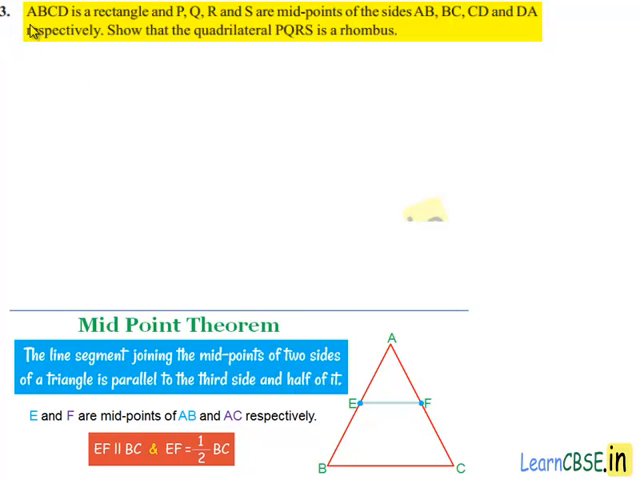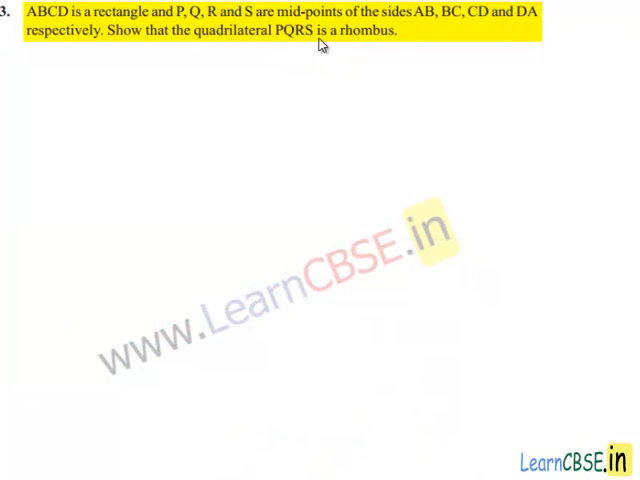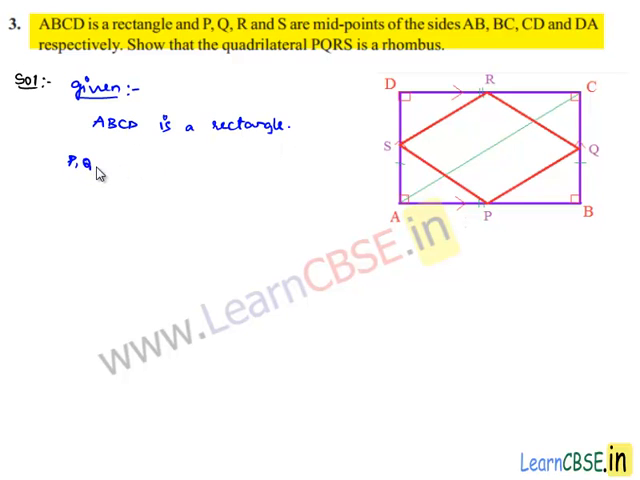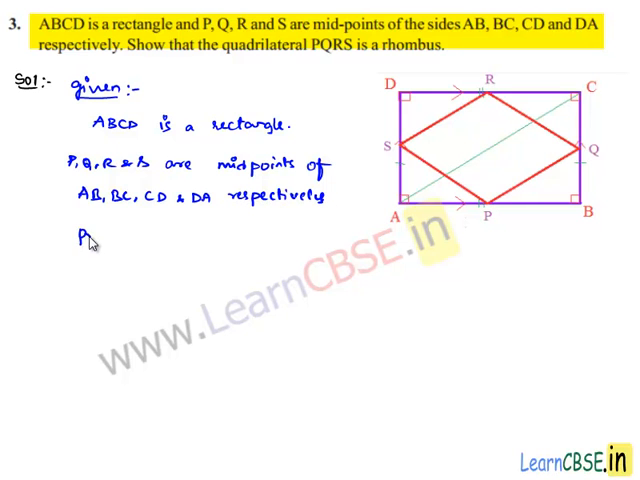Moving on to the third question. Given that ABCD is a rectangle and P, Q, R and S are midpoints of sides AB, BC, CD and DA respectively, show that quadrilateral PQRS is a rhombus. Now moving on to the solution. Given that ABCD is a rectangle and P, Q, R and S are midpoints of AB, BC, CD and DA respectively, and he has asked us to prove that PQRS is a rhombus.